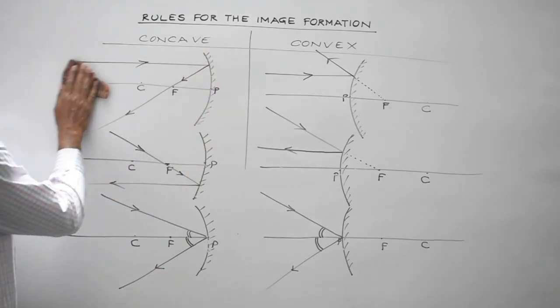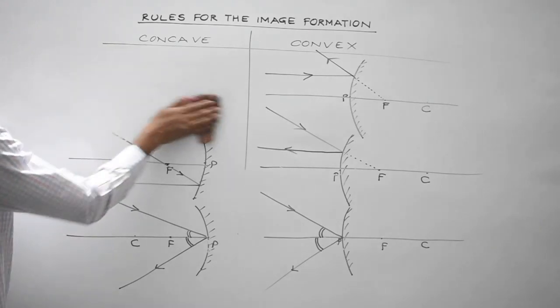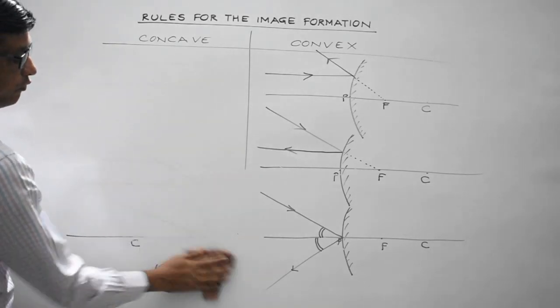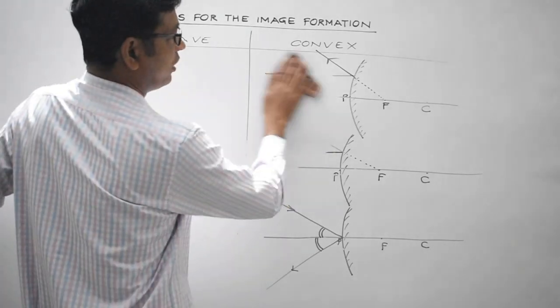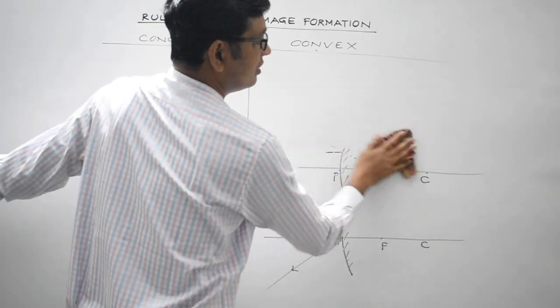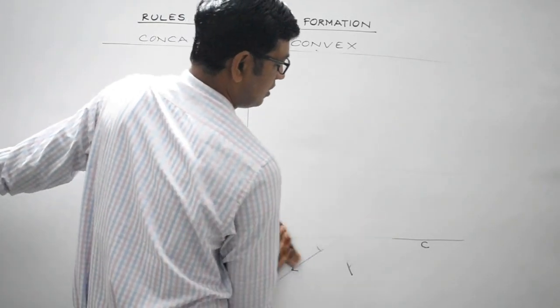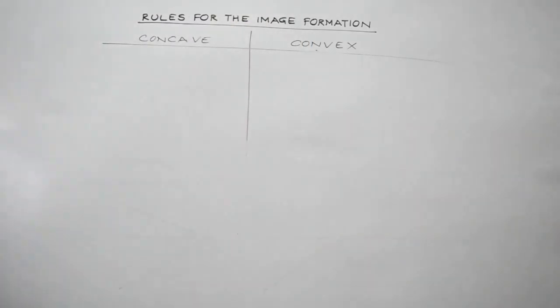There is a 4th rule as well, and you need to ensure that whenever the reflected rays meet at a point, then at that point the image is formed. So let's discuss the 4th one.